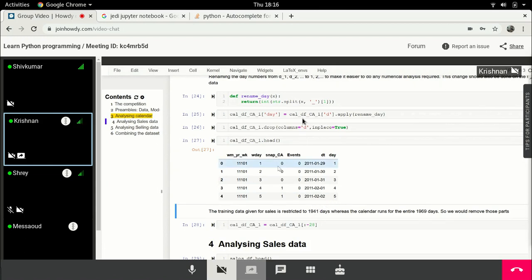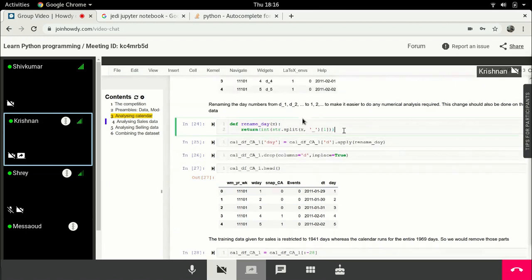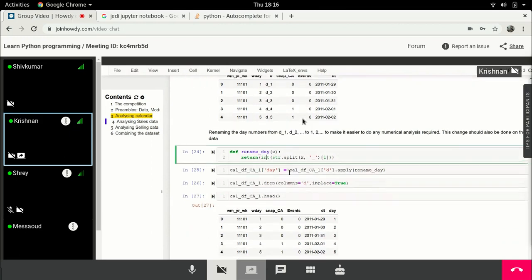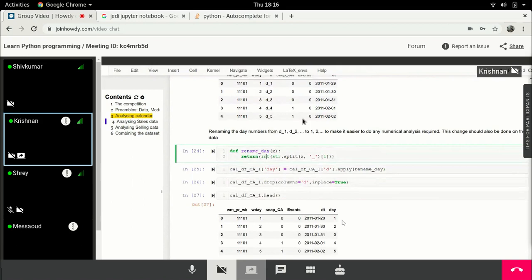So Shiva, this is something I did, which I don't know if we discussed or not. Instead of having D1, D2, I split that and got only the day. Yeah, I think you just remove the prefix, because you can then have a simple integer value. Yeah, that's exactly it.